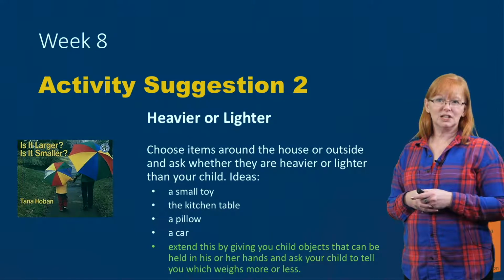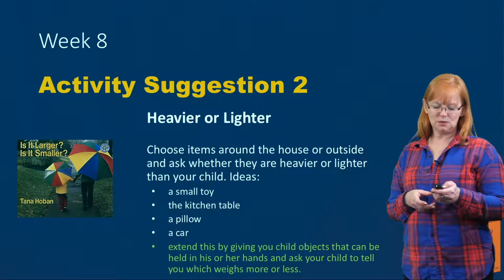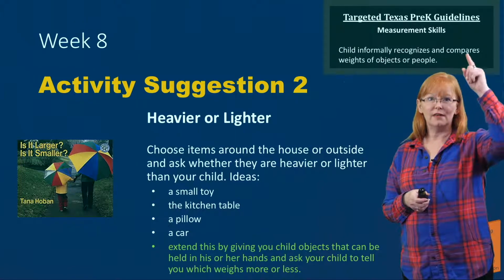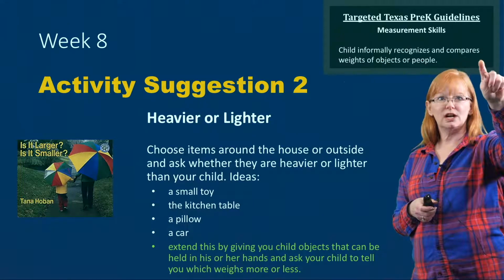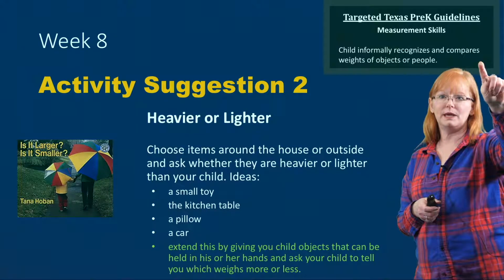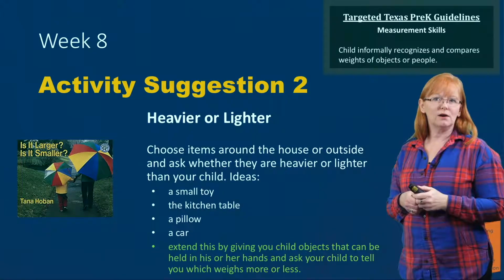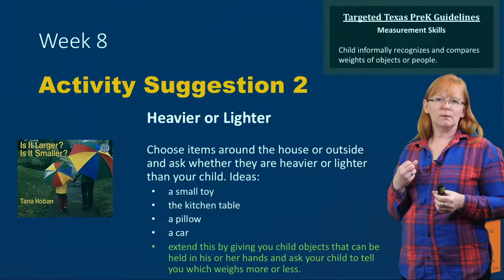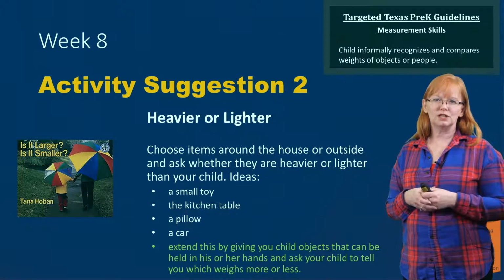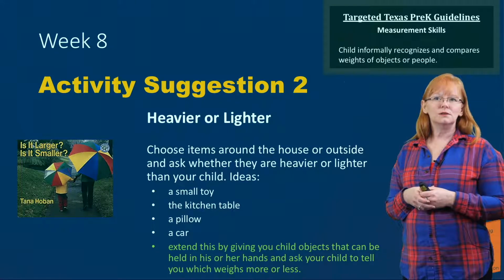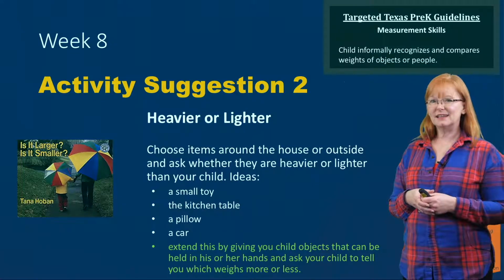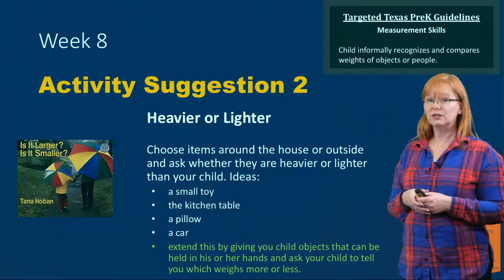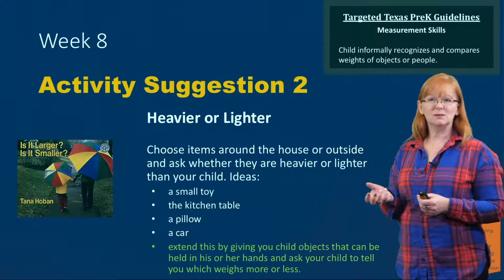The activity suggestion number 2 for this week actually allows you to use another pre-K guideline. Here in the measuring skills, a child informally recognizes and compares weights of objects or people. So here, this wasn't really in the book, but you have that comparative language that the child is learning. So choose items around the house or things that are outside and ask whether they are heavier or lighter than your child. Things like a small toy.